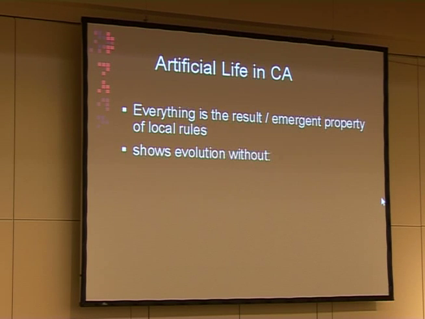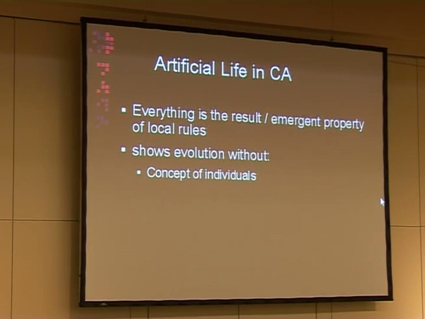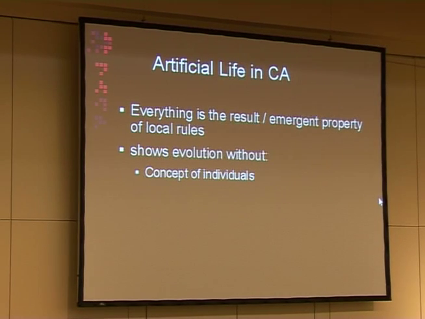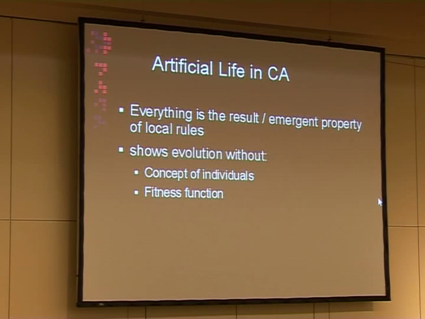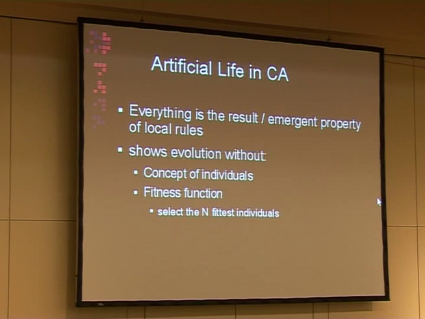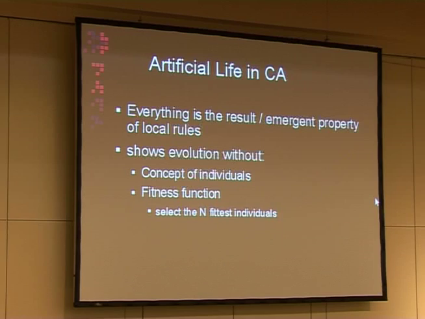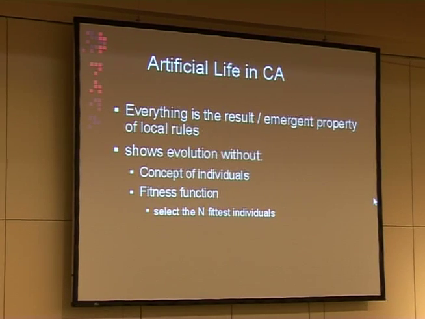And it shows evolution without such things as a concept of individuals. So normally, when you do genetic algorithms, you have an object that represents individuals, and then you have something like a fitness function that gives each individual a fitness, and then you select the n fittest individuals and mutate them somehow, and you go to the next round. All this wasn't here in the evo loops. There was no concept of an individual loop. It was just a pattern of cells.